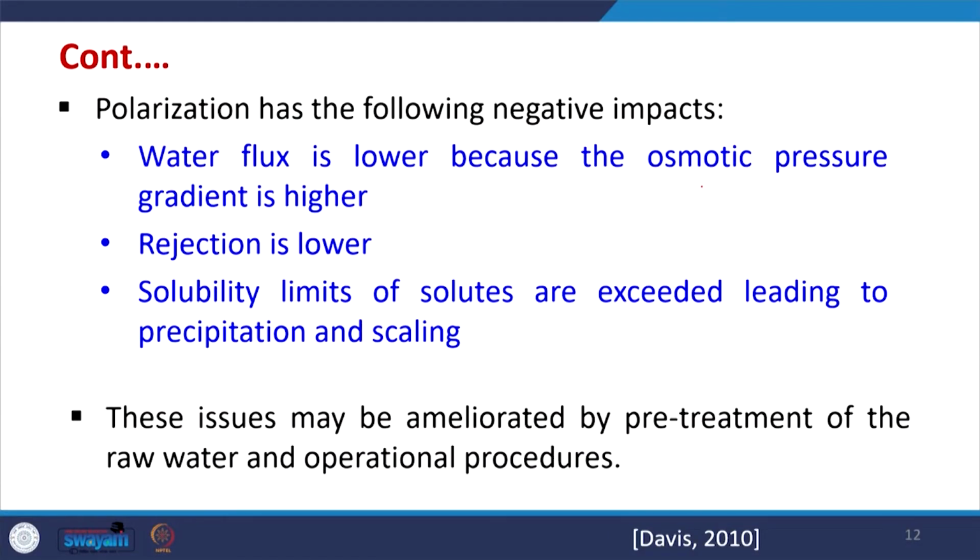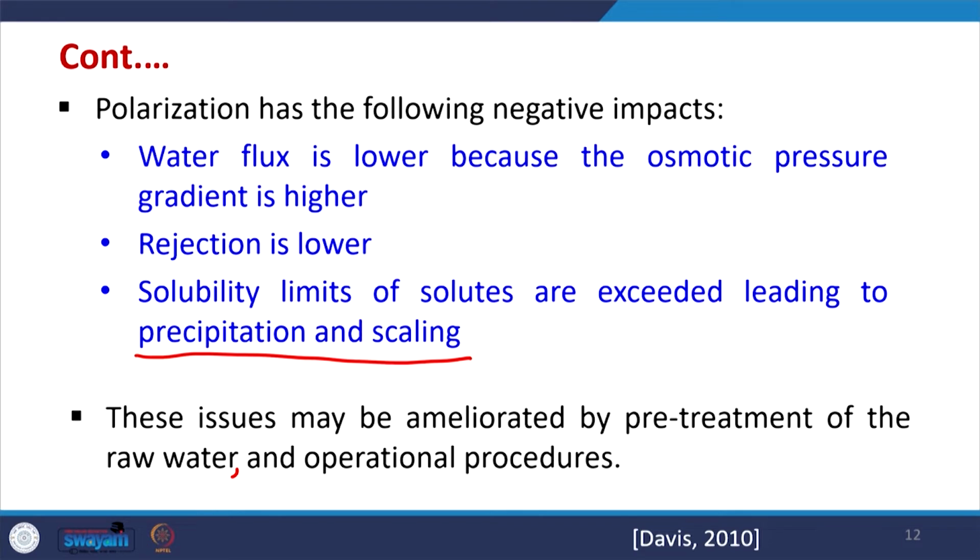Polarization, if it occurs, will have the following negative impacts. Water flux is lower because the osmotic pressure gradient is higher. Rejection will also be decreased, and solubility limits of solutes will be exceeded, and that will lead to precipitation and scaling. So, these issues we have already discussed. These issues can be taken care of by pre-treatment of the raw water and some operational procedures that we can adopt to avoid polarization and other fouling issues.